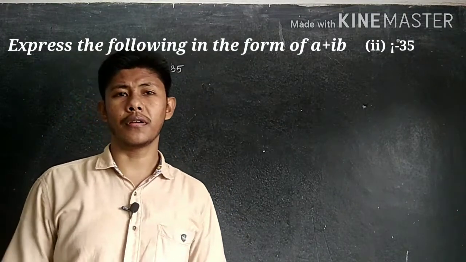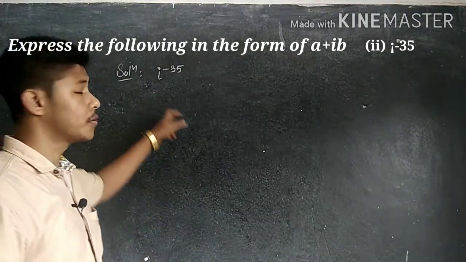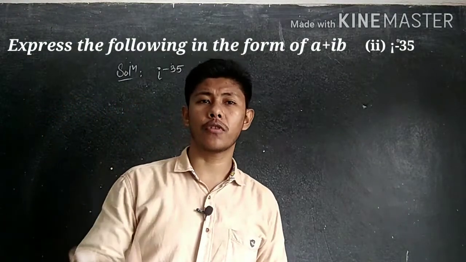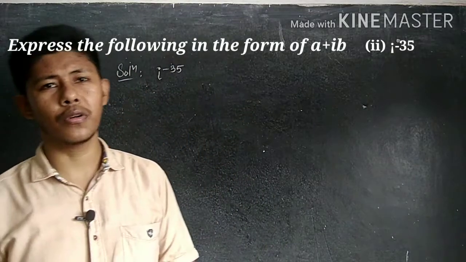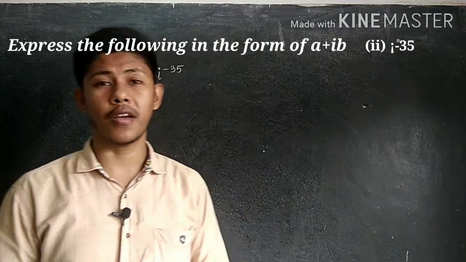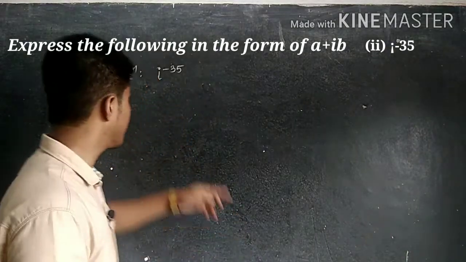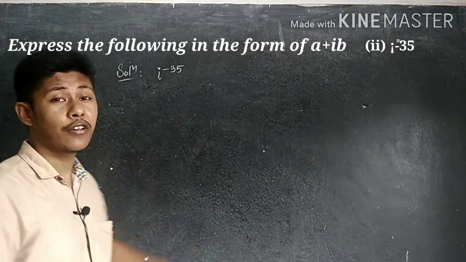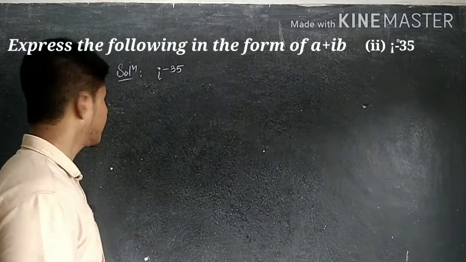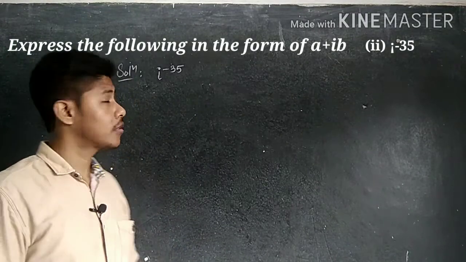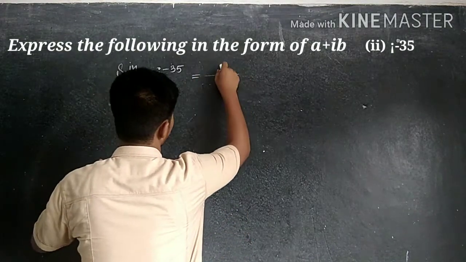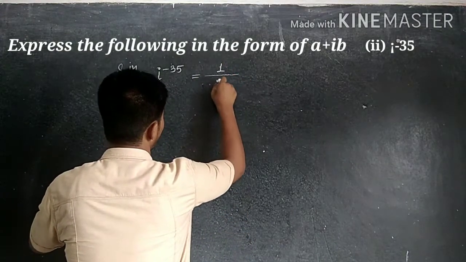So first of all, you see here, we know that when we write down the powers, i to the power 4k, i to the power 4k plus 1, i to the power 4k plus 2, where k is a positive integer. But if you see here, the question given is i to the power minus 35. If it is i to the power minus 35, then how can we write this result? So now in this case, i to the power minus 35, we can write this result in this way also, i to the power 35.